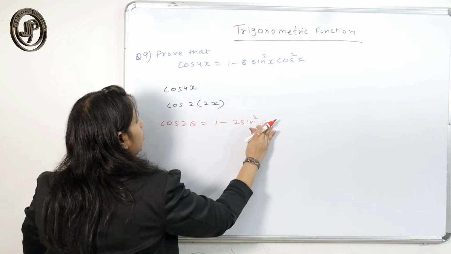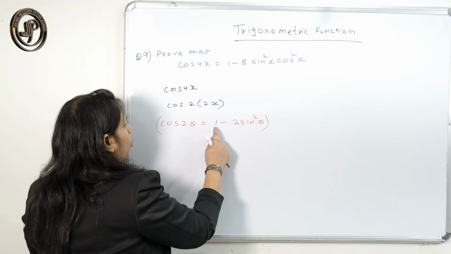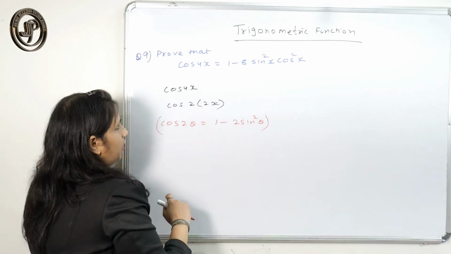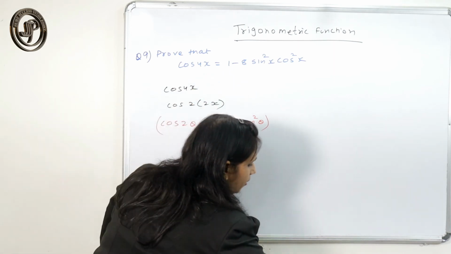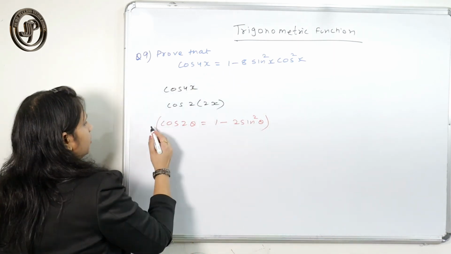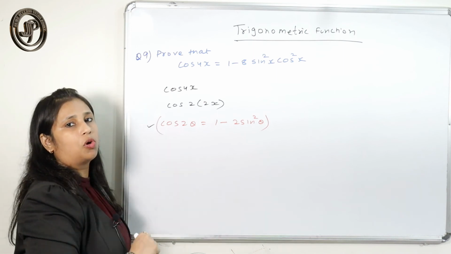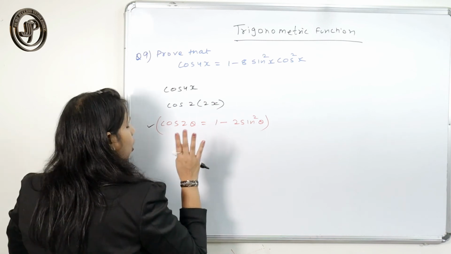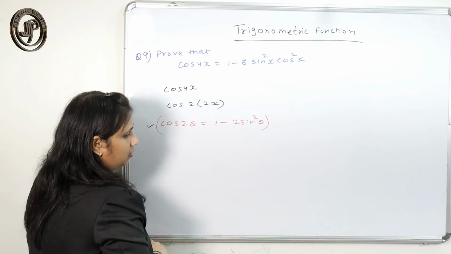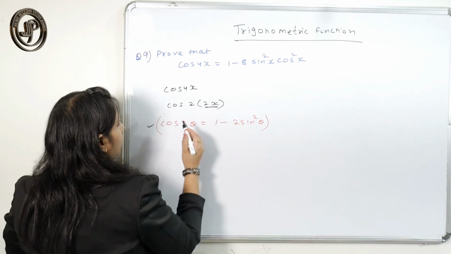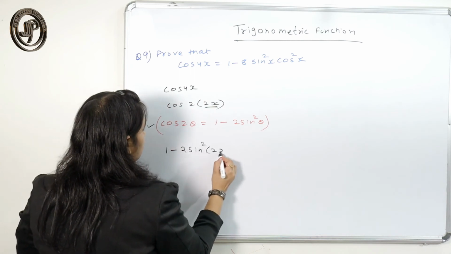Why am I using this formula? Because in this formula 1 comes at the starting, and what I need to prove, 1 is there. That's why I have applied this formula for cos 2x. Otherwise I have 4 formulas for cos 2 theta. From all the 4 formulas I have chosen this, because here 1 comes at the starting. Now this is my theta. So if I apply this, 1 minus 2 sin square 2x.